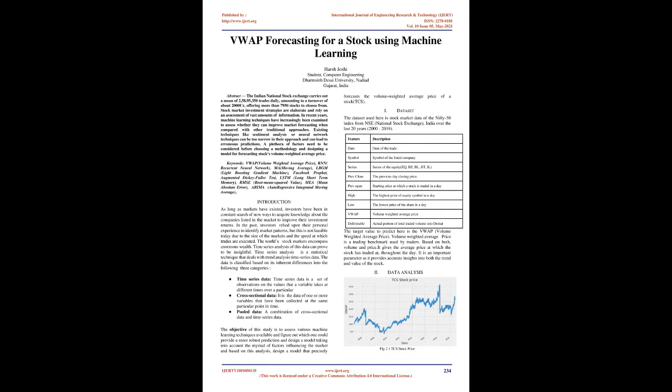Time series analysis is a statistical technique that deals with trend analysis of time series data. The data is classified based on its inherent differences into the following three categories. Time series data: a set of observations on the values that a variable takes at different times over a particular period. Cross-sectional data: data of one or more variables that have been collected at the same particular point in time. Pooled data: a combination of cross-sectional data and time series data.